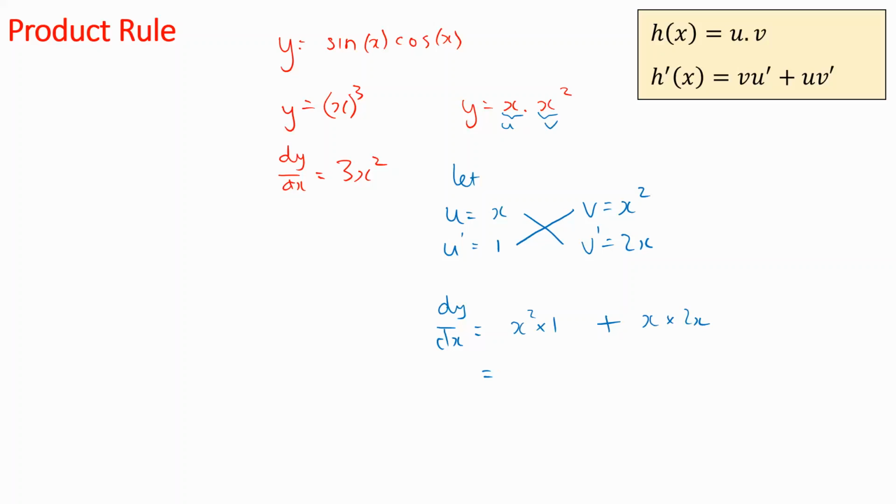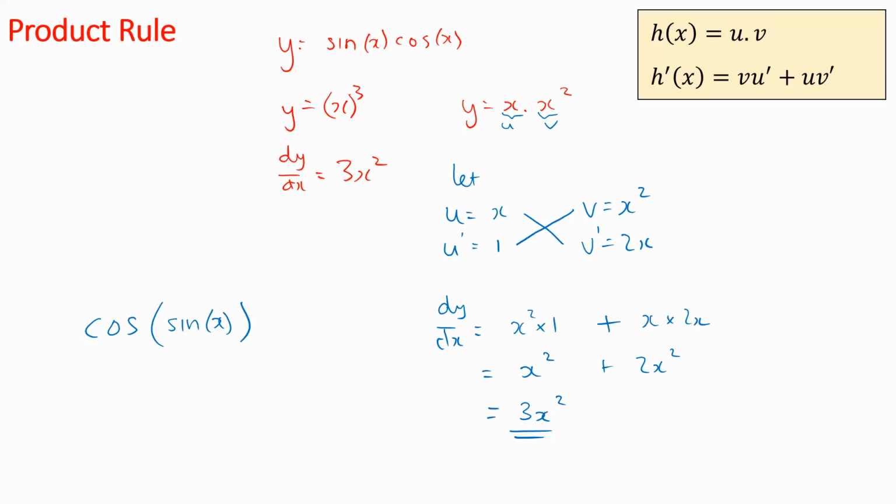And let's see if it actually equals 3x squared. Right now we've got x squared plus 2x squared. And wow, look at that. X squared plus 2x squared gives me 3 groups of x squared. So product rule works, and it gives you the 3x squared you want. But what I want you to see is, it's when you have a function times a function, sine of x times cos of x. Okay, it's different to this.